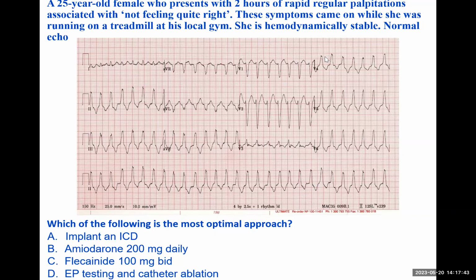So what do you think the diagnosis is initially? A VTAC, what kind of VT? And from the answers here, what is the most optimal approach? Okay, right ventricular outflow tract. E, yeah, excellent. So you got it right. The diagnosis here is right ventricular outflow tract.